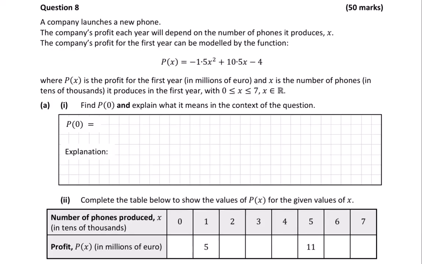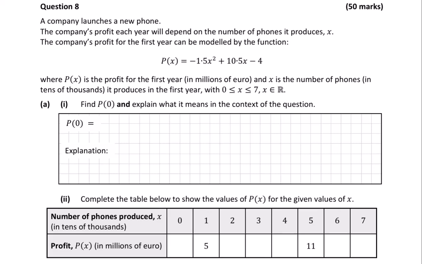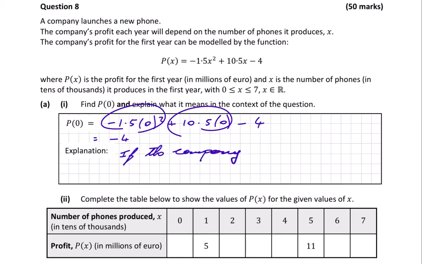x is between 0 and 7. x is real. Find p of 0 and explain what it means in the context of the question. Okay, so p of 0 is just going to be equal to minus 1.5 times 0 squared plus 10.5 times 0 minus 4. So when you do that, you will just get minus 4. So what does it mean? It means that if the company produces 0 phones, they'll make a loss of 4 million euros.